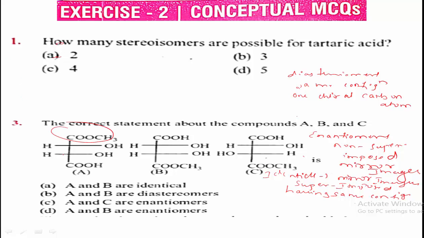Here COOH group, COCH3, COH, H, OH, all the three structures contain the same groups. Is it right? Yes. Now you compare structure A and B here. What is the difference between these two? Here the COH group is below and here the COH group is above. Similarly, COCH3 is present above here and COOCH3 is below here. Then it shows there is a rotation taking place here.